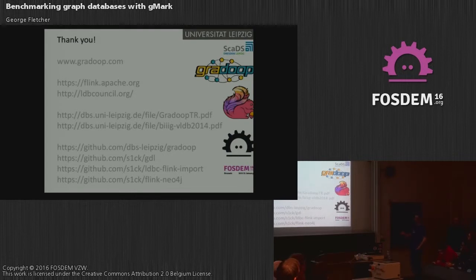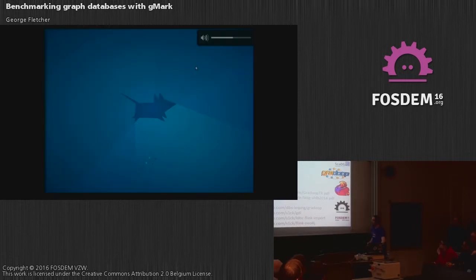One is GDL. Michael told it before. It's an ANTLR grammar for a graph definition language, which is very similar to Cypher, because we think this is a very nice language, and we wanted to add the concept of logical graphs to Cypher.